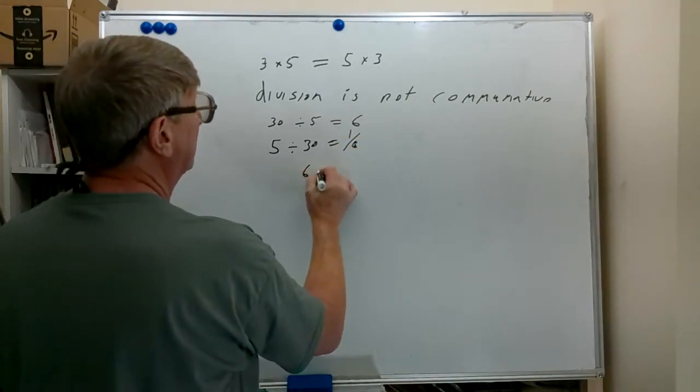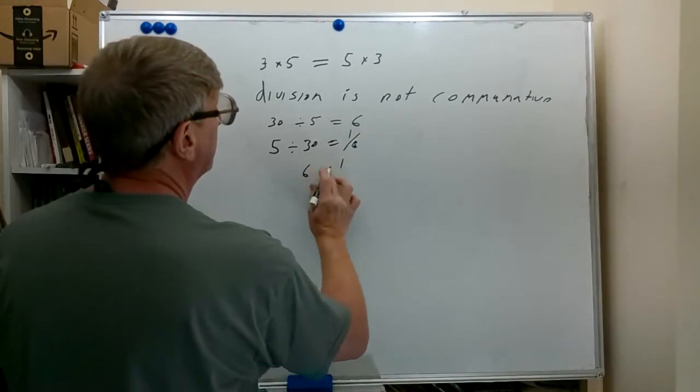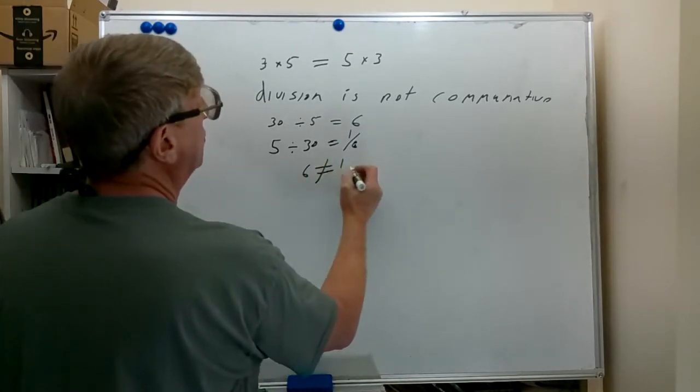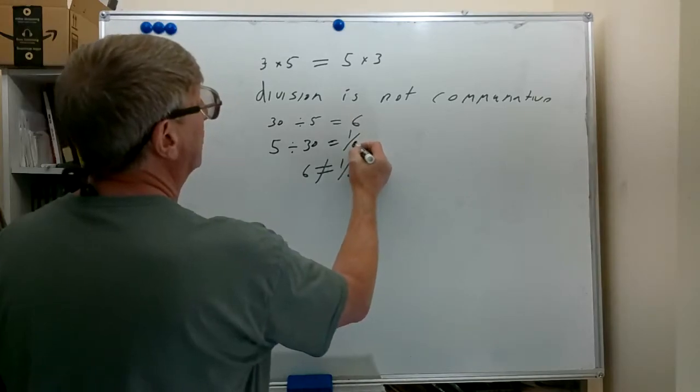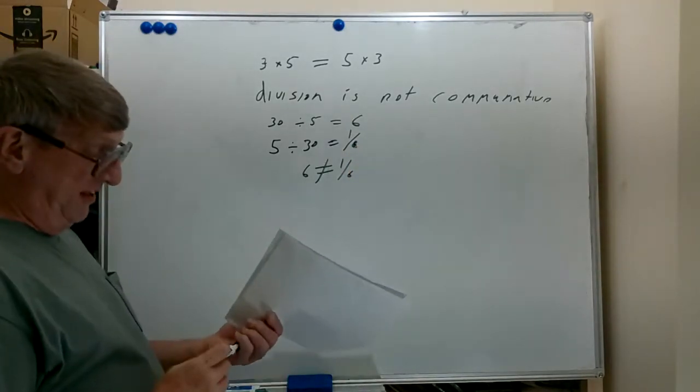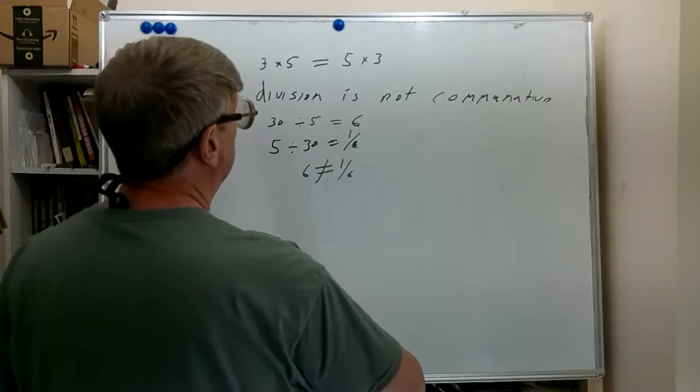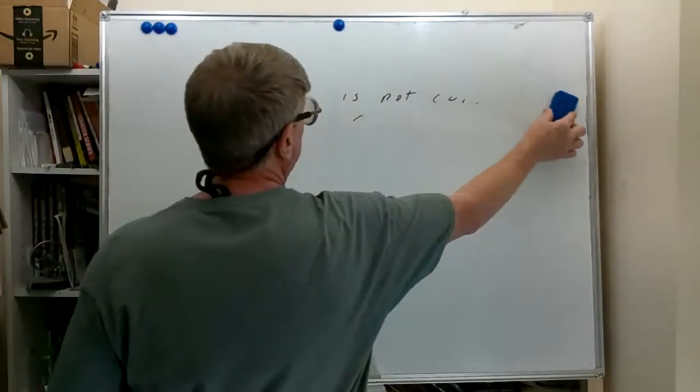And again, 6 does not equal 1/6. So division is not commutative. Now let's summarize real quickly on commutative and not commutative.